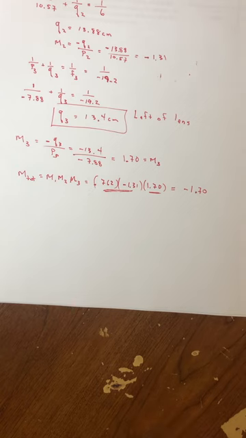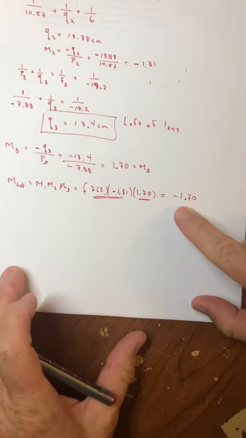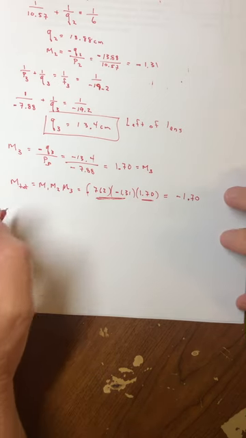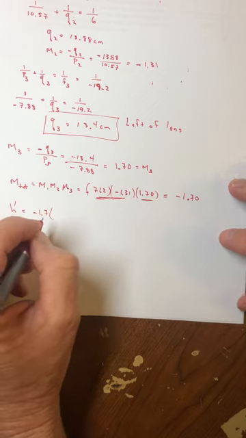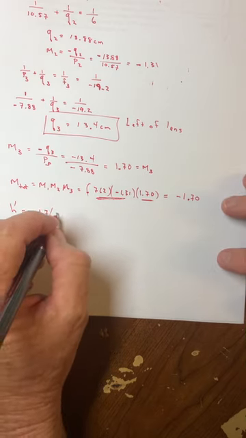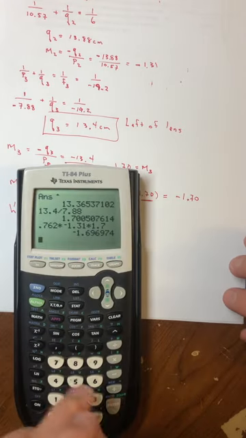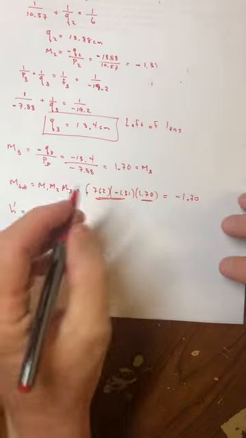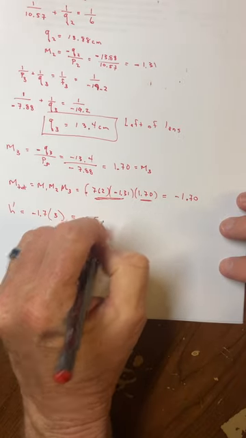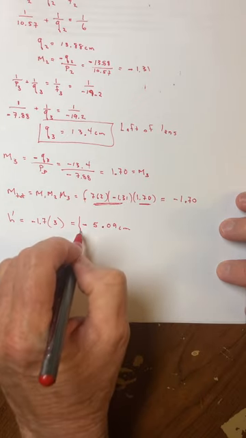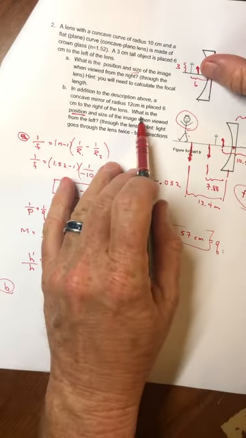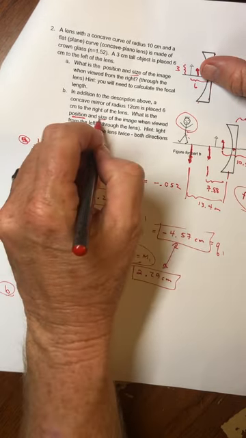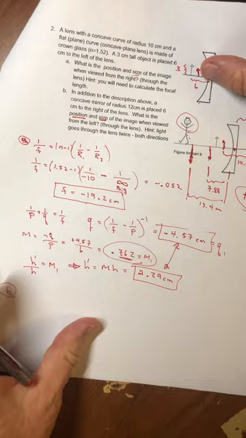And the overall magnification is about a negative 0.17. So the overall height would then be that magnification, negative 1.7, times its original height, which I guess is 3. And so times a 3 gives me a height of a negative, so it's inverted, about a 5.09 centimeters. And so there's our two answers to part B, which again says right here, what is the position and size of the image when viewed from the left?